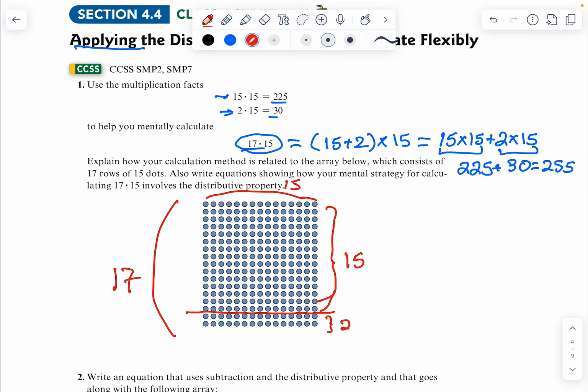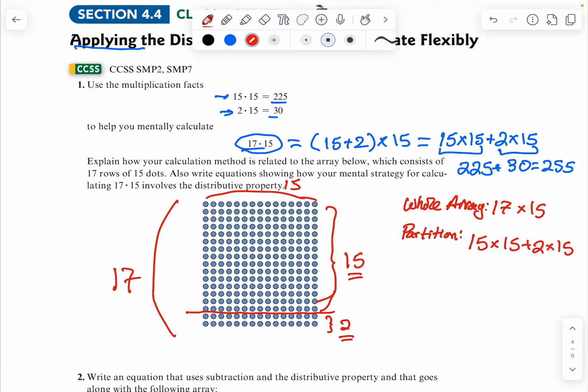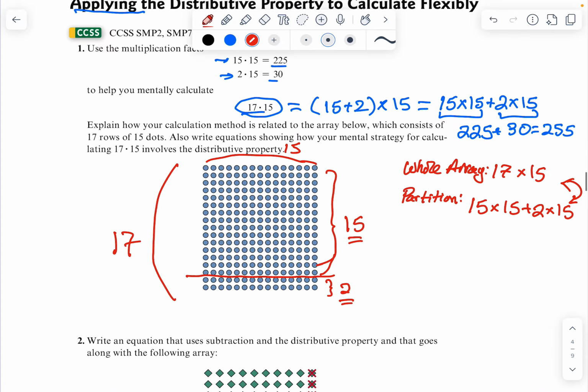So why are they equal? Well, the whole array is 17 groups of 15. And then when I partition it, I get 15 groups of 15. And I add to that 2 groups of 15, right? And we know those must be equal because it's the same array. And so you can see how that would be useful to calculate mentally.